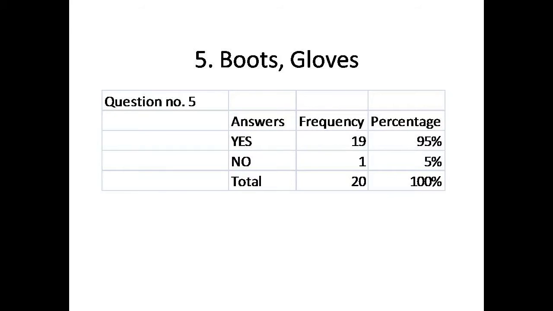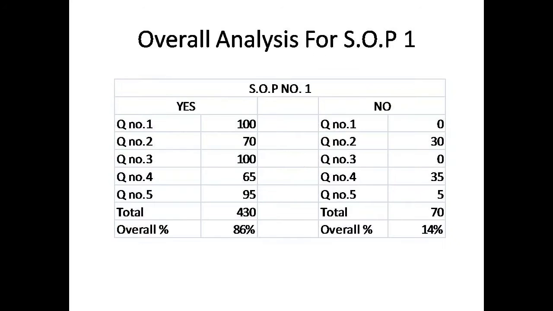And finally, we have question number 5, boots or gloves. 19 respondents answered yes, which equivalents to 95%, and 1 respondent answered no, which equivalents to 5%. Now, let's move on to the overall analysis for SOP number 1. In order to get the overall analysis for each answer, we added all the percentages for each question, as shown here, and we divided the total by 5 and multiplied it by 100 to get the percent.